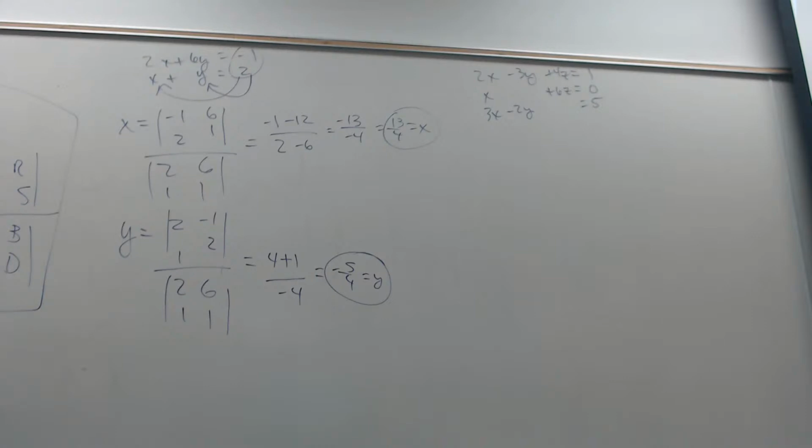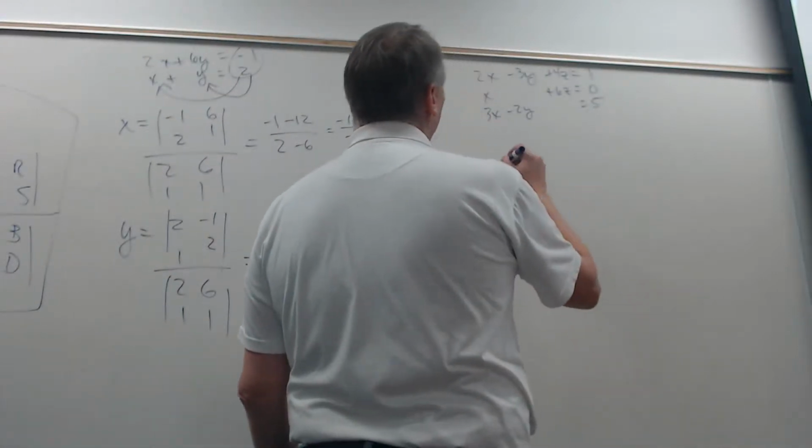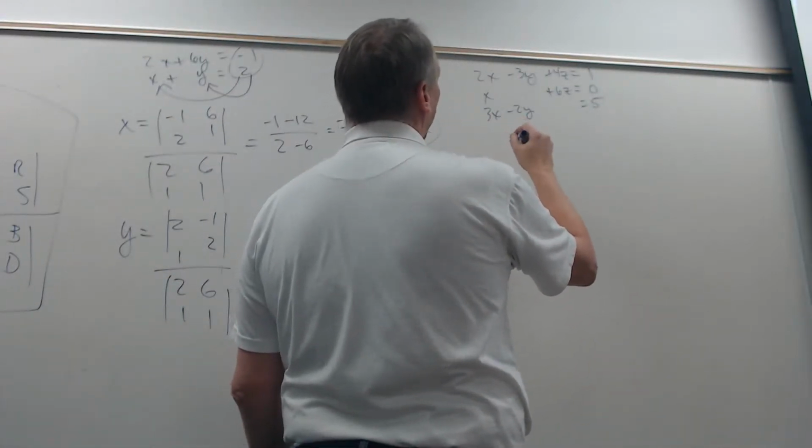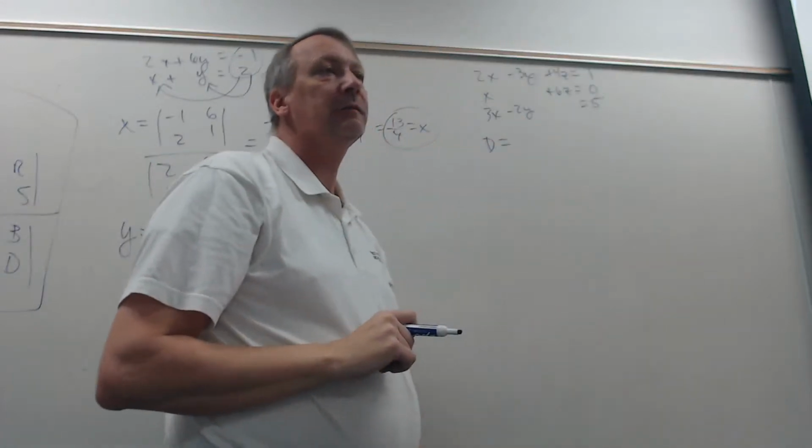okay, so let me just show you some shorthand. One way to say this is x equals D of x over D, y equals D of y over D, and z would equal D of z over D, where D represents the determinants. Okay? So you're gonna set that up in the matrix. Matrix first, right?